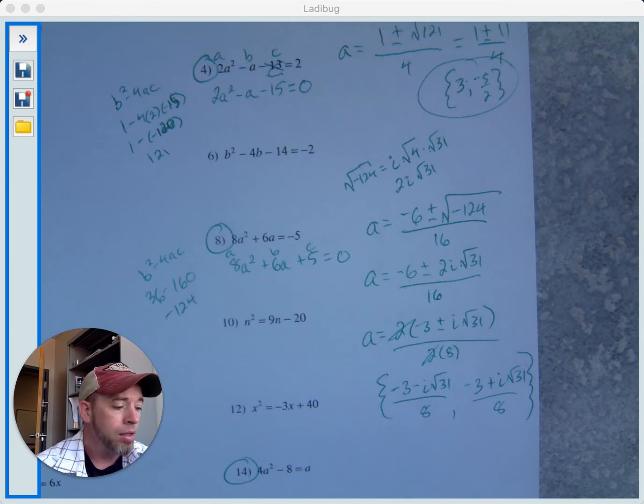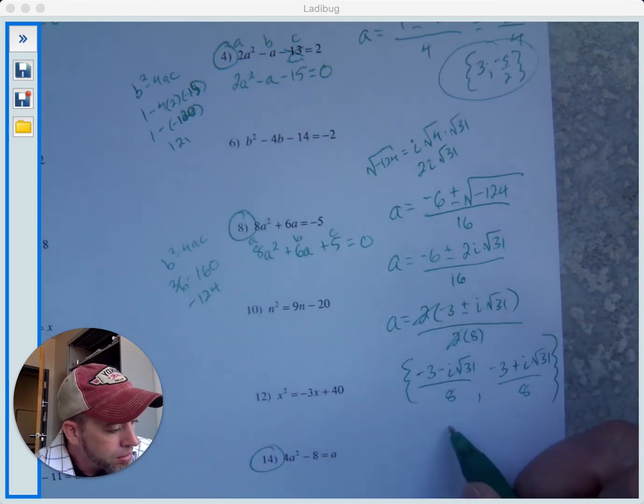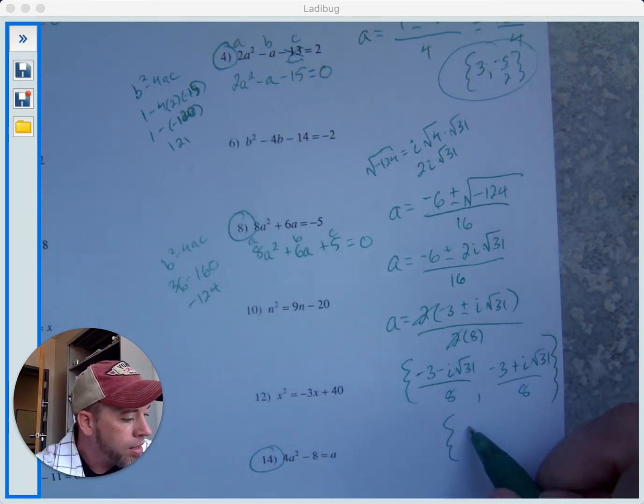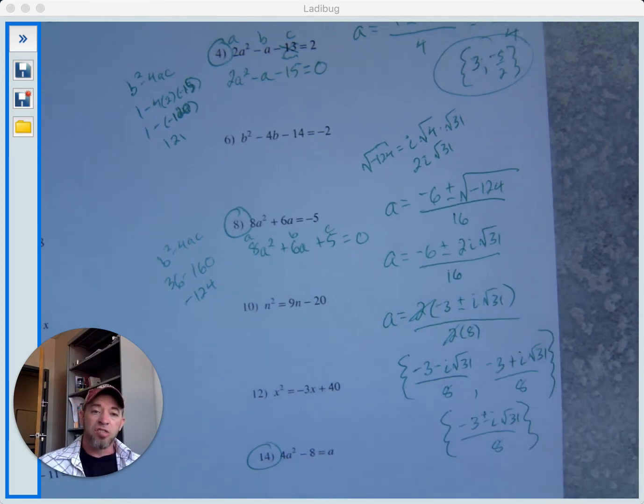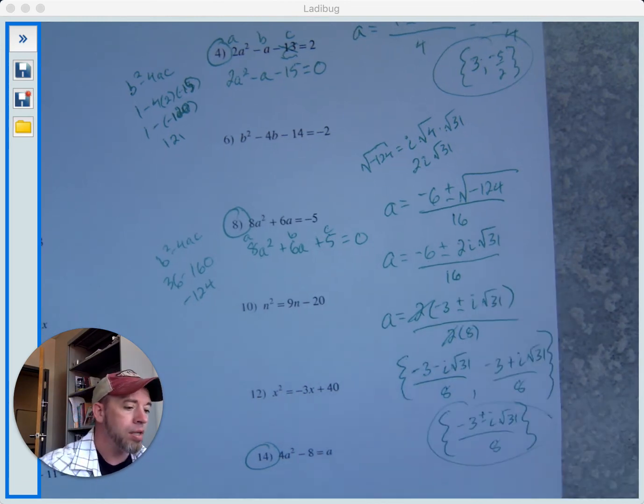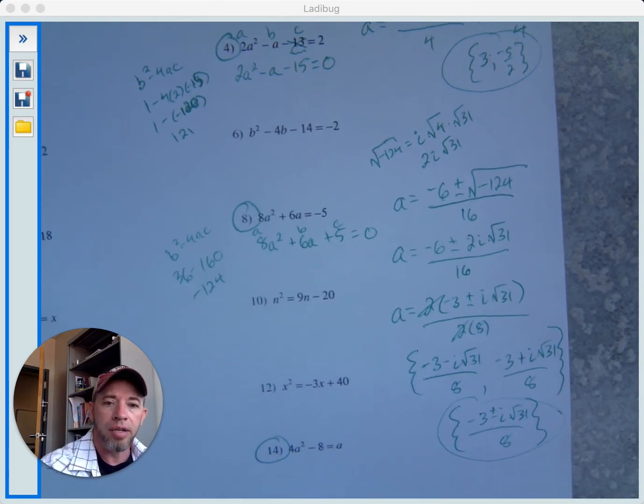Okay, you could write negative 3 plus or minus i square root of 31 over 8. It'd be nice to just do that once instead of typing that whole big thing in twice. Alright, so put a circle around that. That one's done. Let's look at number 11.